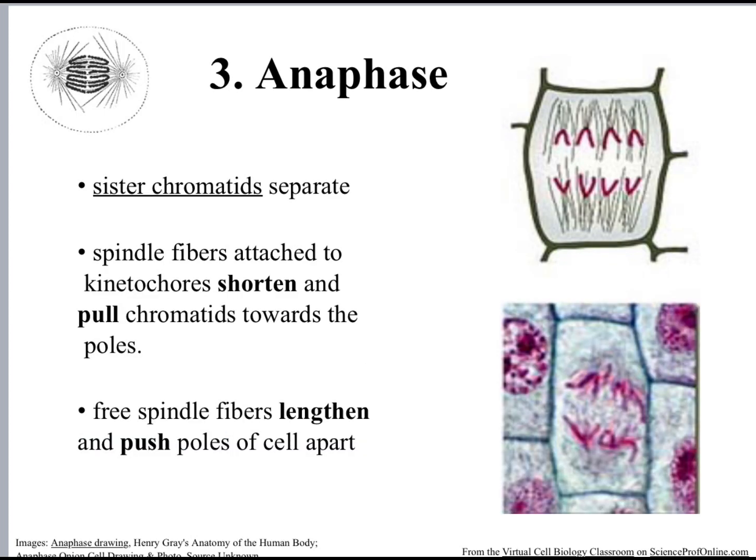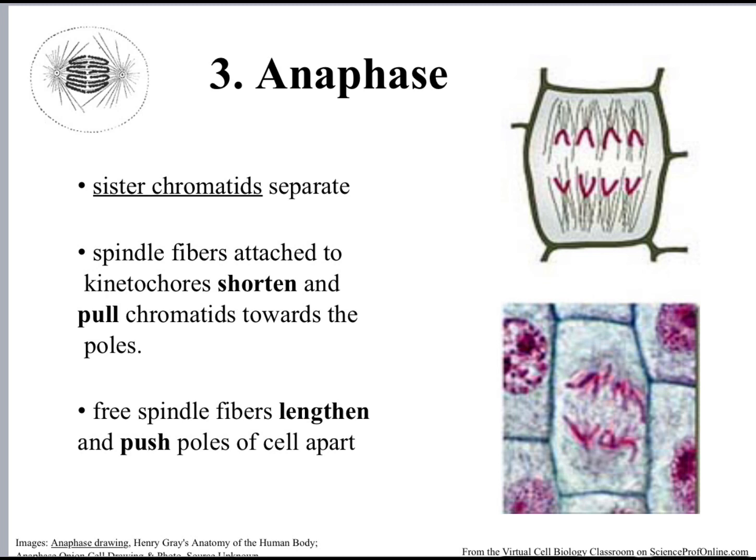And number 3 is anaphase. Sister chromatids separate. Spindle fibers attached to the kinetochores shorten and pull the chromatids towards the poles. And the other spindle fibers lengthen and push the poles of the cell farther apart.